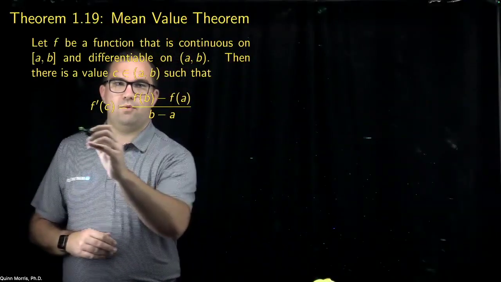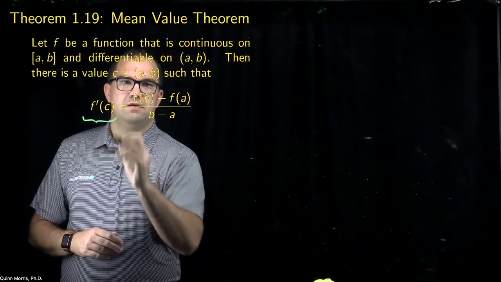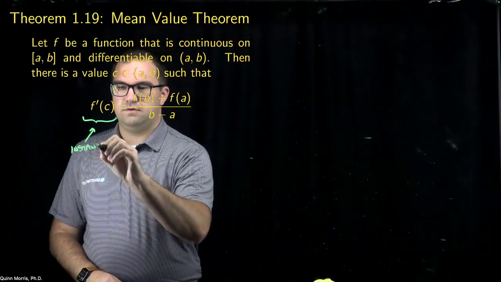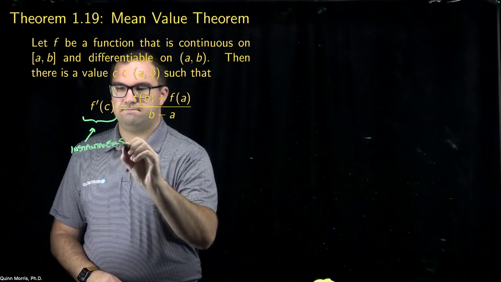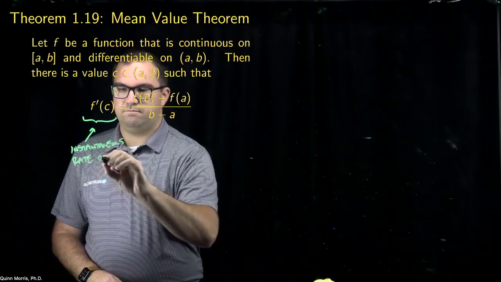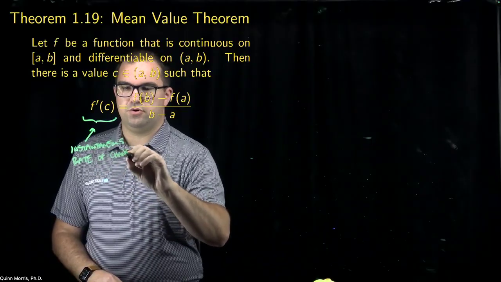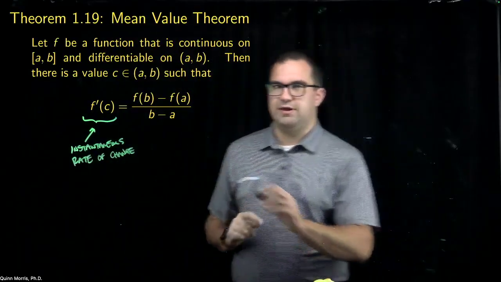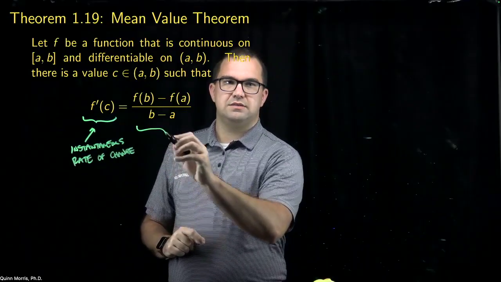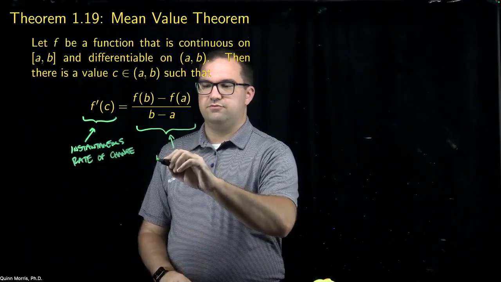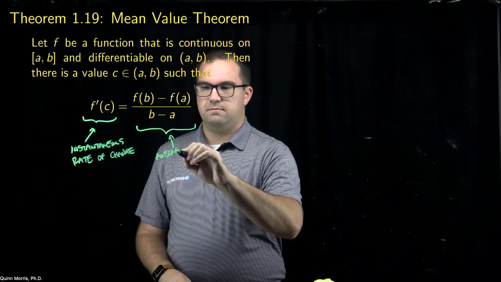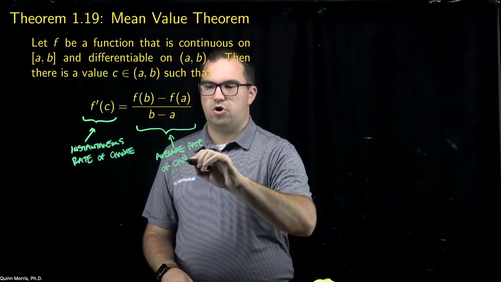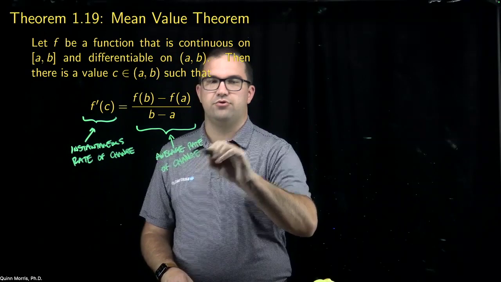Now let's think of this a couple of ways. The first is to recognize that f prime of c is an instantaneous rate of change. So this is like your speed at a particular point. It's the rate of change of a function at a particular instant. This other quantity here is an average rate of change. This is the rate of change on average of a function over some interval.